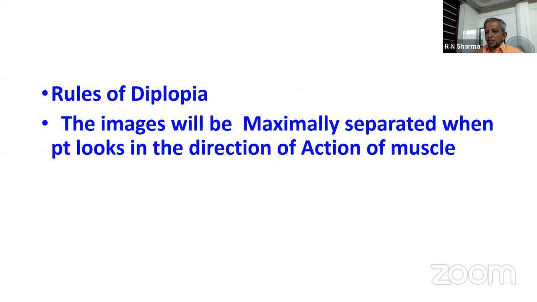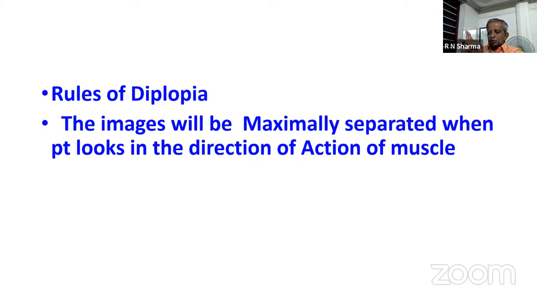Images should be maximally separated when the patient looks in the direction of action of the muscle. So you have two images, and they are separated. When you look in the direction of action of the muscle, there will be diplopia. What you get here is called binocular diplopia. If you are looking at the right superior quadrant, the muscles working there will be the right superior rectus and the left inferior oblique. Find out in which quadrant you are getting maximum diplopia.